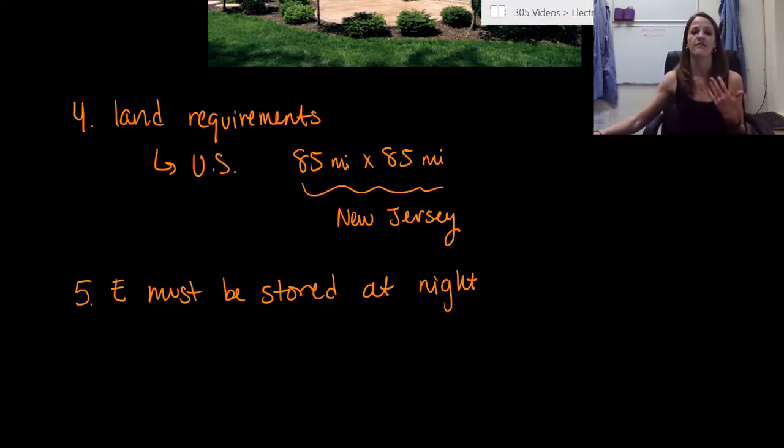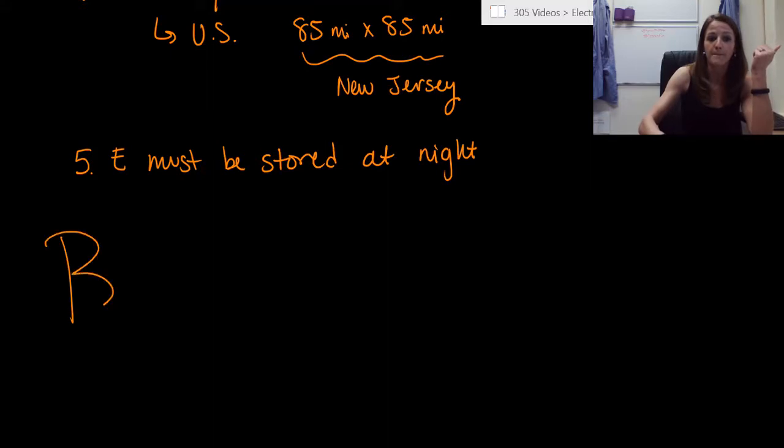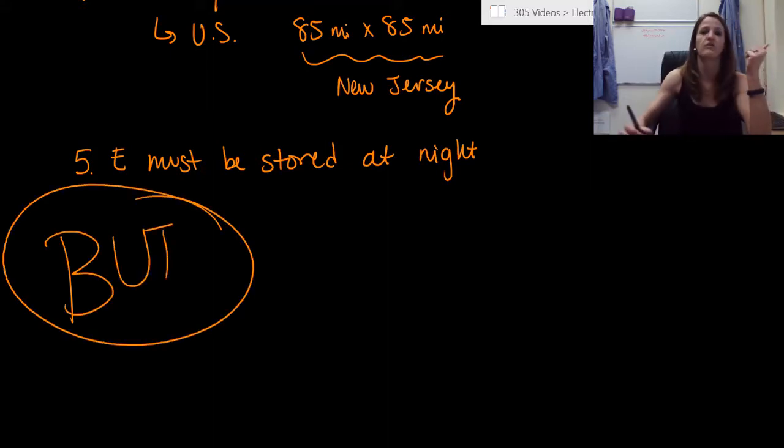So those are all your 5 negatives. You need silicon, we're talking about low efficiency, we have cost, it's really expensive, it requires a lot of land in order to do this, and then we also have a storage component. You absolutely have to store it in order to use that electricity at night. But those are 5 bad things.